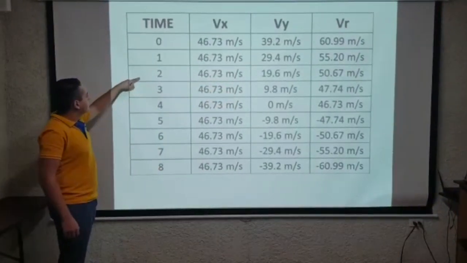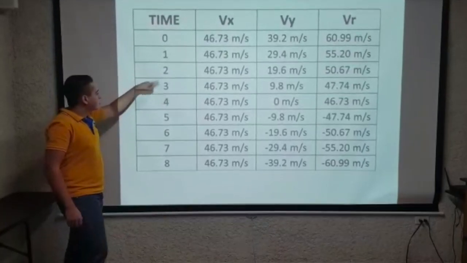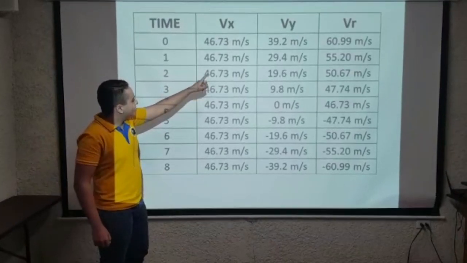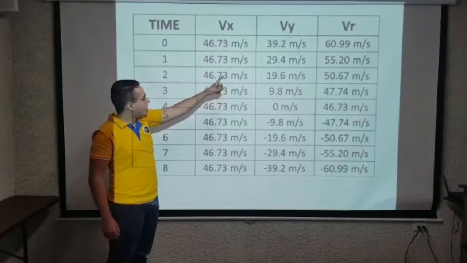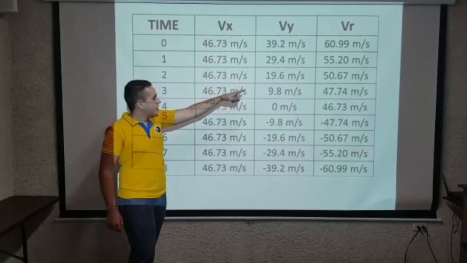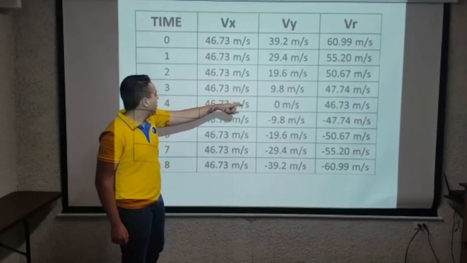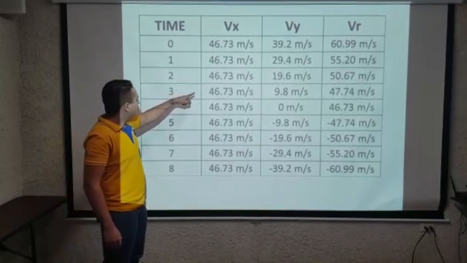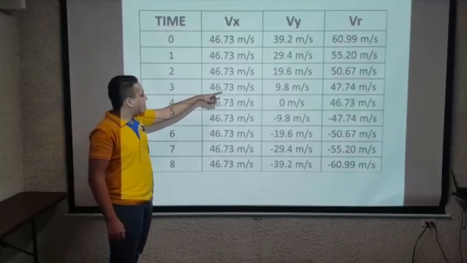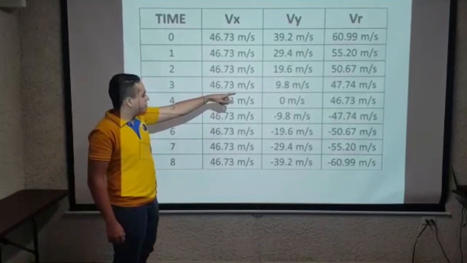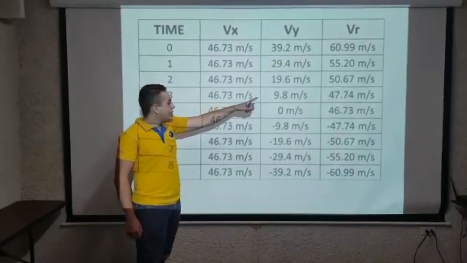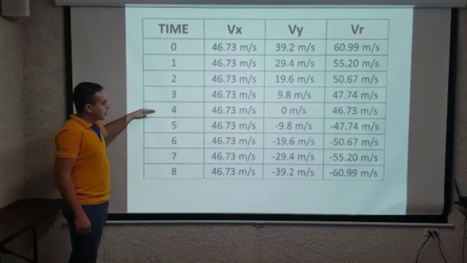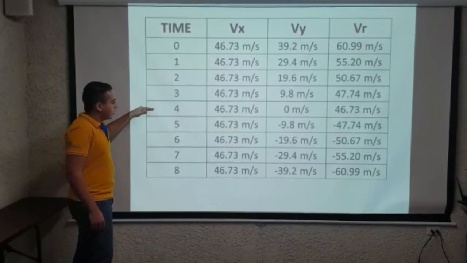Then, in second 2, the resultant velocity is equal to the square root of 46.73 meters per second squared plus 19.6 meters per second squared, which is equal to 50.67 meters per second. Then, in second 3, the resultant velocity is equal to the square root of 46.73 squared plus 9.8 squared. That is equal to 47.74 meters per second.